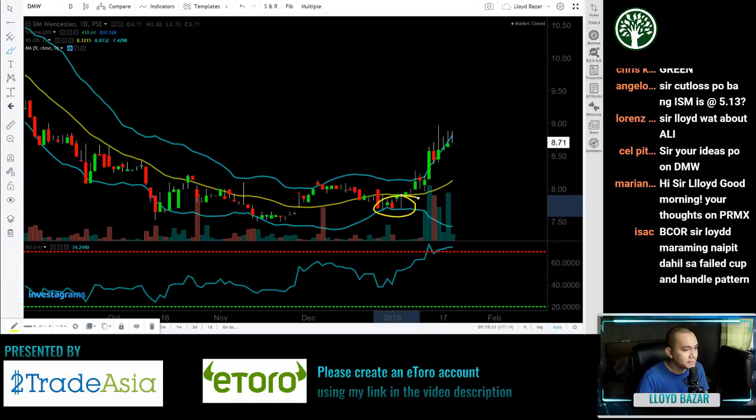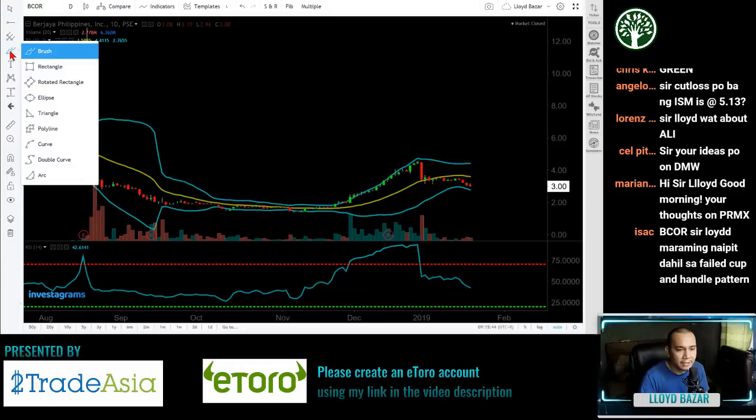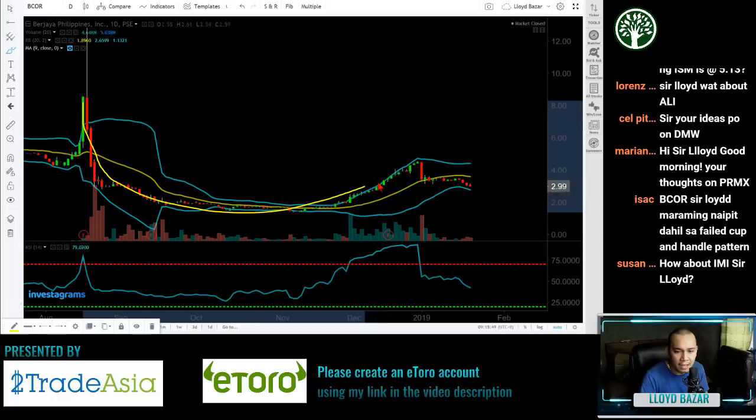Right, so yeah, may comment dito, B-Core Sir Lloyd, maraming naipit dahil sa failed cup and handle pattern. Yan, so B-Core, kamusta natin si B-Core? Kasi guys, ganito yan eh, right? Let's talk about this pattern. So right, B-Core is forming a cup and handle, right? If you know cup and handle, di ba?